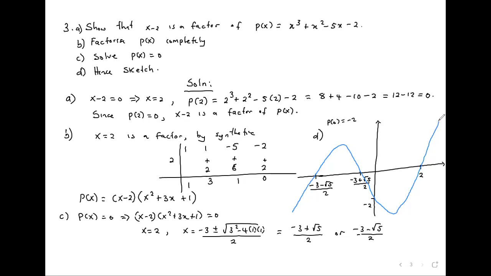Sir, the y-intercept was negative 2, right? Yes. Okay, then why is it on the positive side? Why do you mean on the positive side? Sorry, I was solving it on my own here, so I got a big puzzle.